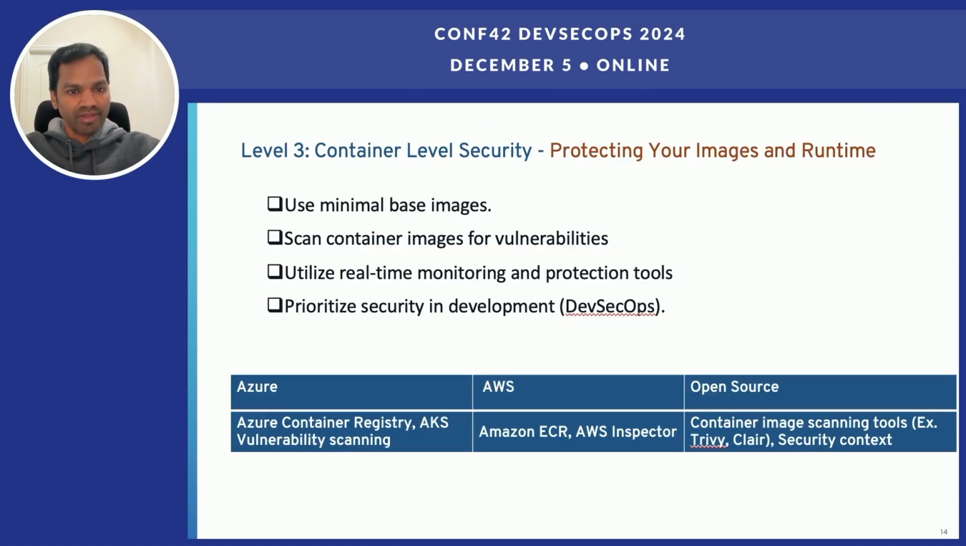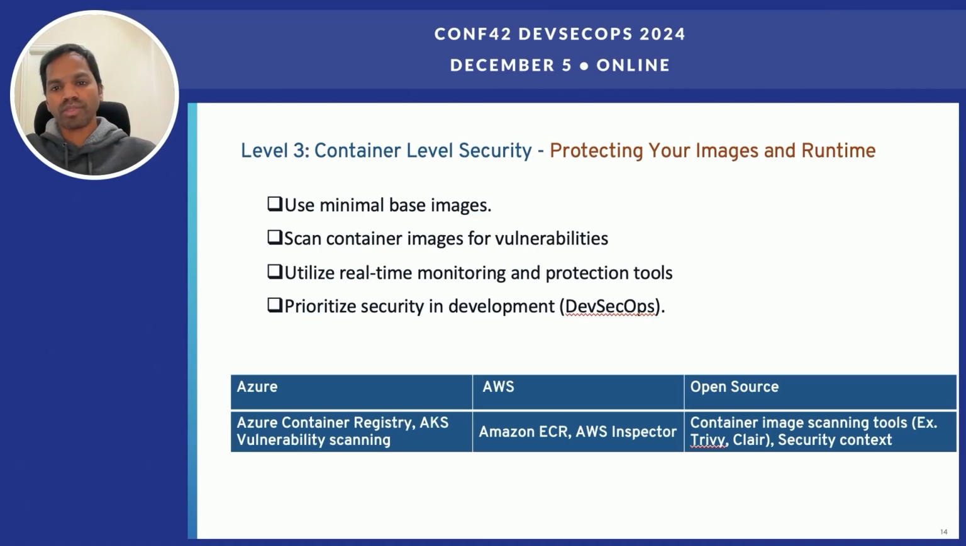Next is level 3, which is container level security. Using a minimal base image and scanning for vulnerabilities are essential for securing the container images and runtime. In the case of Azure, we have ACR and AKS vulnerability scanning. And for AWS, they have ECR and Inspector.